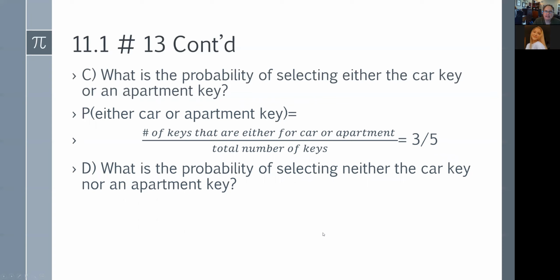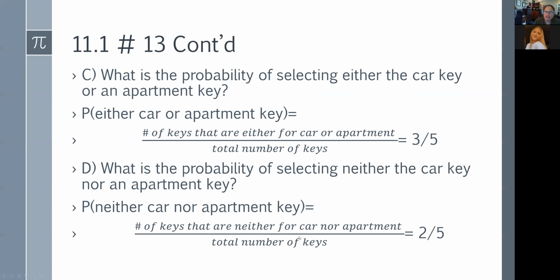And then part D says, what is the probability of selecting neither the car key nor an apartment key? And remember, there's 5 keys and 3 of them are for either the car or the apartment. So the probability of selecting neither the car key nor the apartment key is the number of keys that are not for either the car or apartment out of the total, and that'll be 2 out of 5.